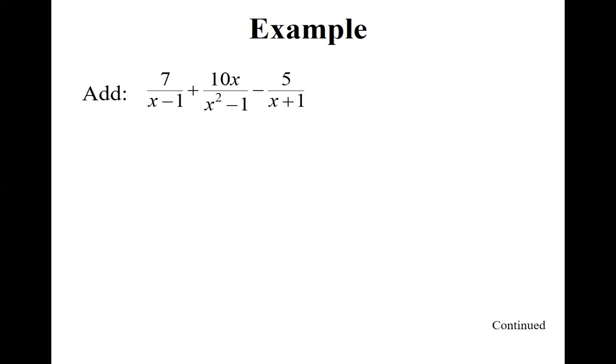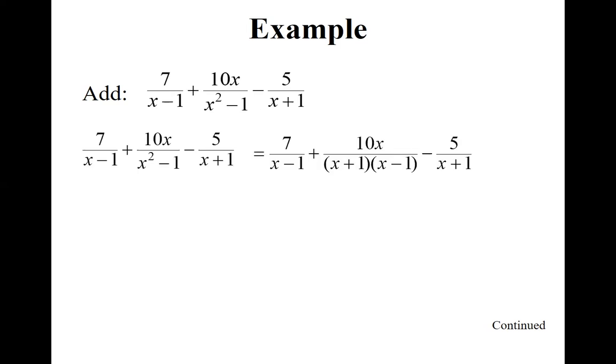Seven over x minus 1 plus 10x over x squared minus 1 minus 5 over x plus 1. If we factor the denominators that can be factored, that's only the second one. X squared minus 1 is x plus 1 times x minus 1 because it is a difference of squares. Our unique factors are x minus 1 and x plus 1.